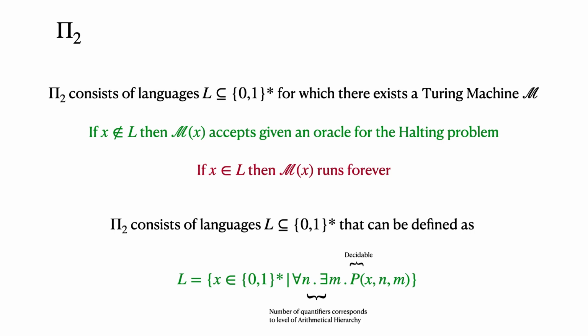Pi2 is defined similarly. A language is in Pi2 if there exists a Turing machine M with oracle access to the halting problem, such that X is in L if and only if M accepts X. And similarly, in terms of quantifiers, L is in Pi2 if there exists a decidable predicate P such that X is in the language if and only if for all N there exists M such that P evaluated on X and M is true.